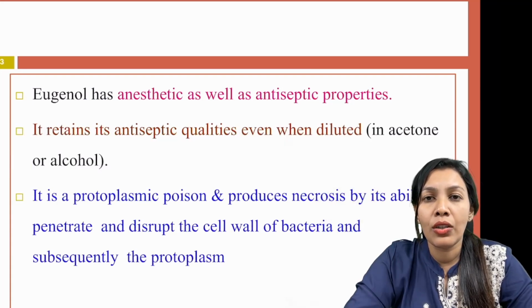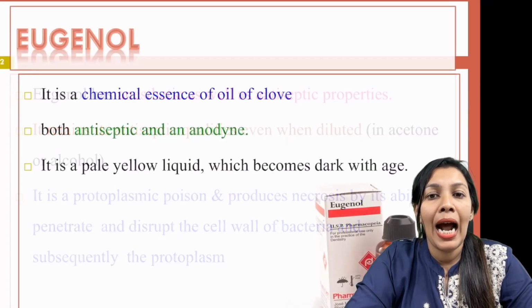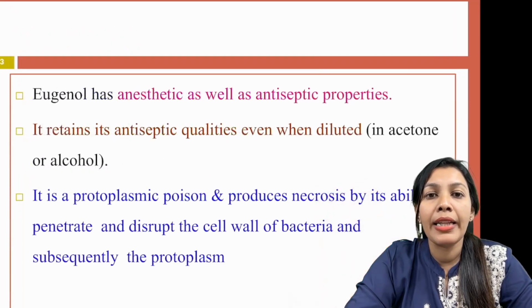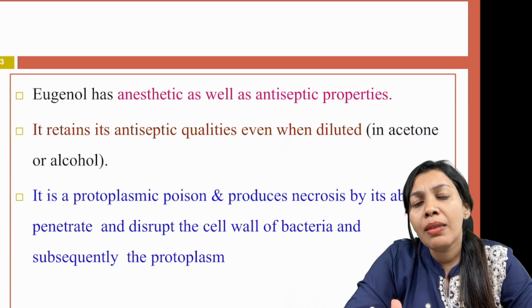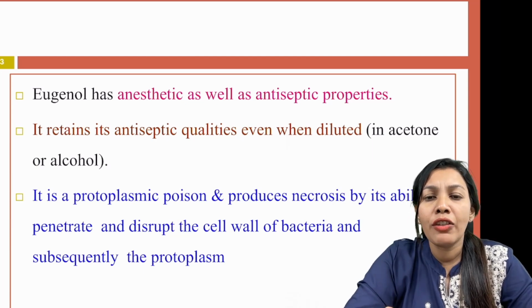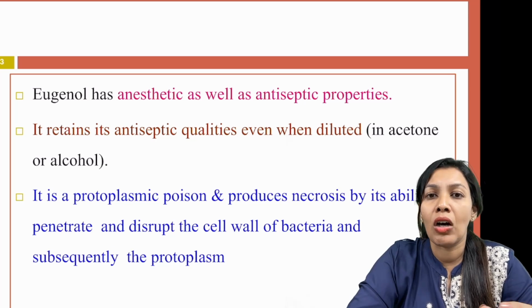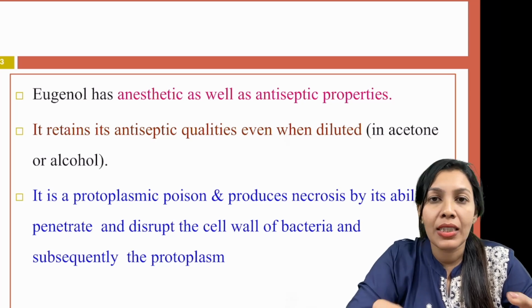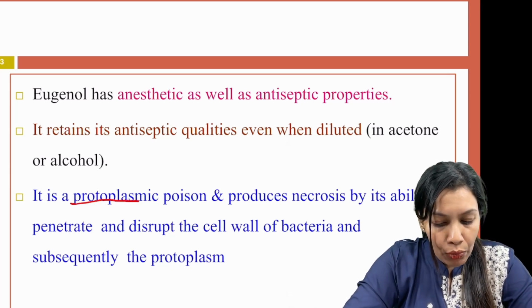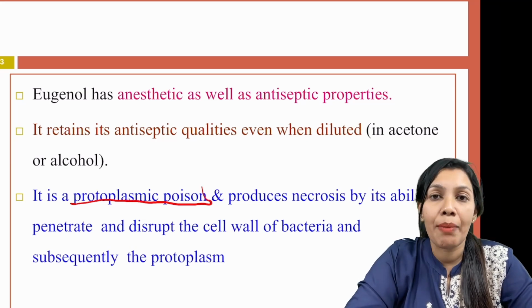As I told earlier, along with the antiseptic and anodyne property, they also have a slight anesthetic property. So what is the mechanism of action of eugenol? First of all, it causes a necrosis of the cell membrane. It is a protoplasmic poison. That is a very important term. It is a protoplasmic poison which disrupts the cell membrane.